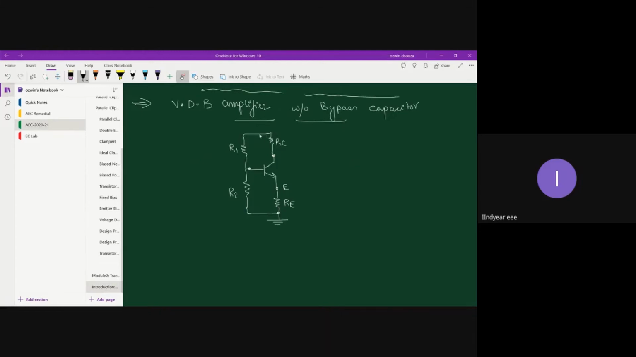And these two ends let me connect together and connect to VCC. I have my output capacitor on the output side and an input capacitor on the input side. So this is my input, and this is my output, measured across one of the capacitor terminals and the ground node. So this is my voltage divider bias amplifier without bypass capacitor. That means there is no bypass capacitor present.